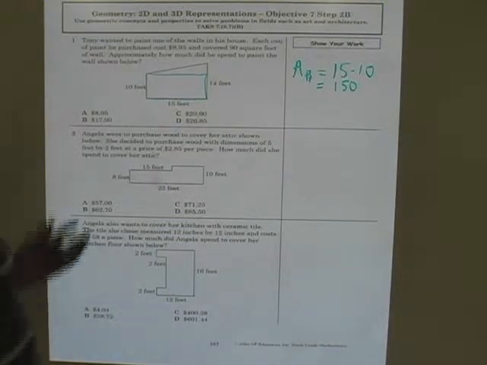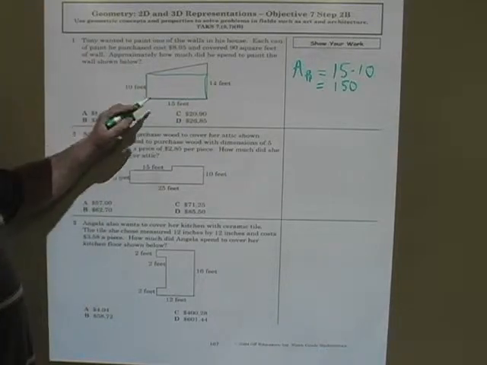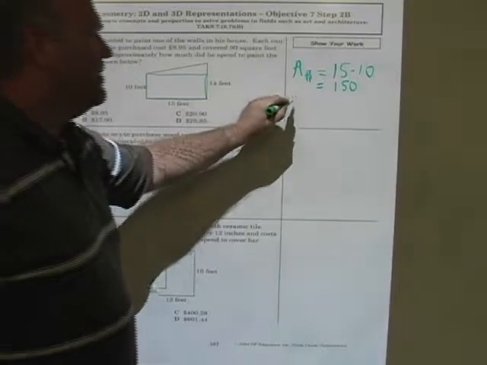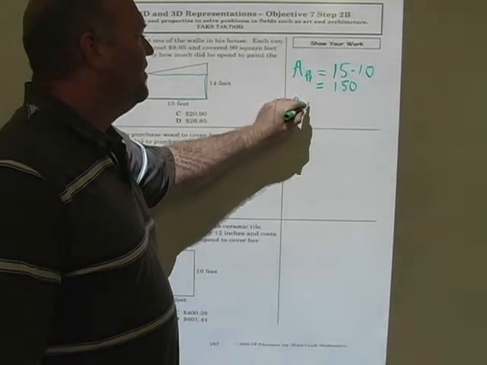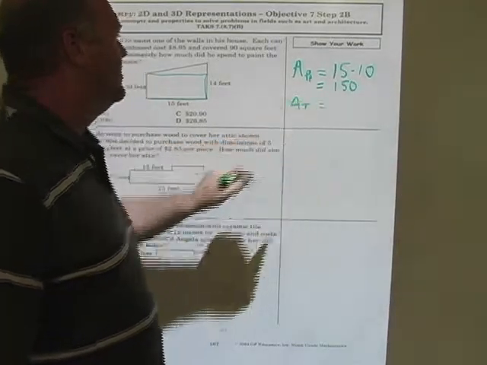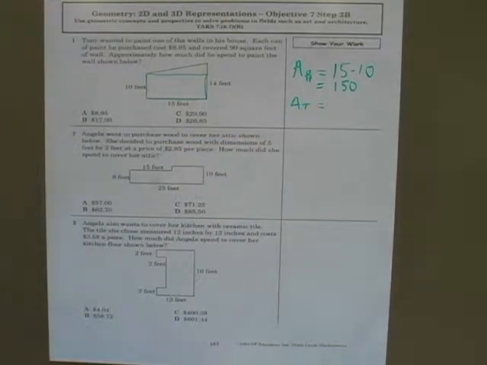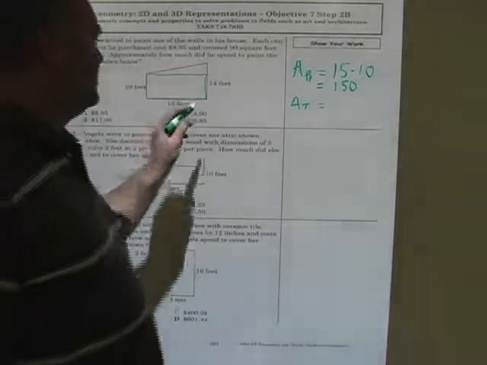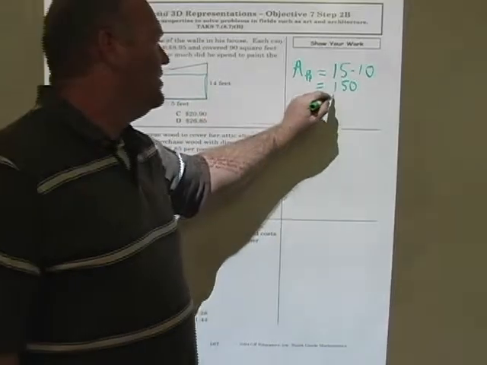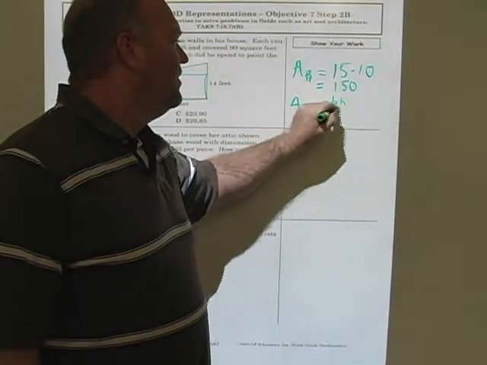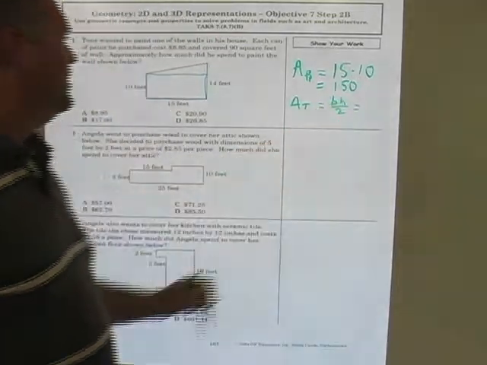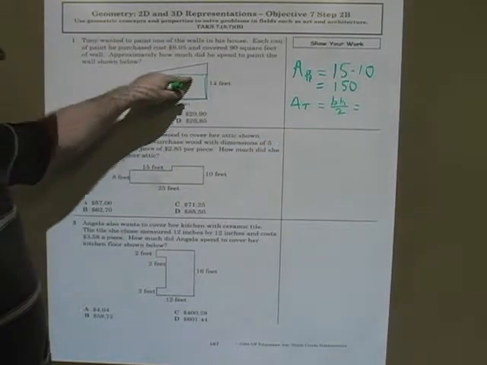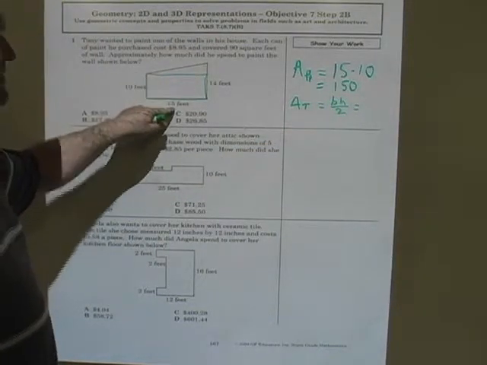$150 square feet. Okay, now let's look at the triangle. Area of the triangle. On your formula chart, look it up. It's base times height over 2. Base times height over 2. Now the base is going to be right here, and that's just 15.